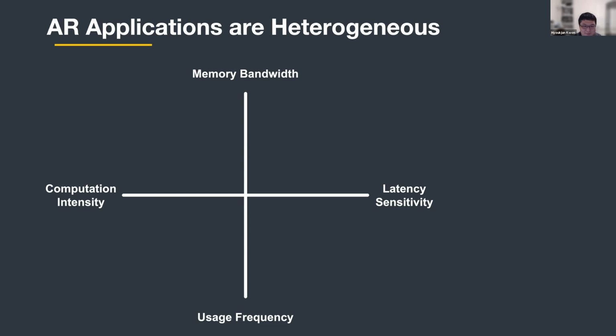Let me begin with the audio application. Audio DNN models usually require high memory bandwidth, and they involve high computation intensity. But latency-wise, they are less sensitive. And for usage frequency, because we will not talk to the AR glasses all the time, the frequency is expected to be somewhat low.